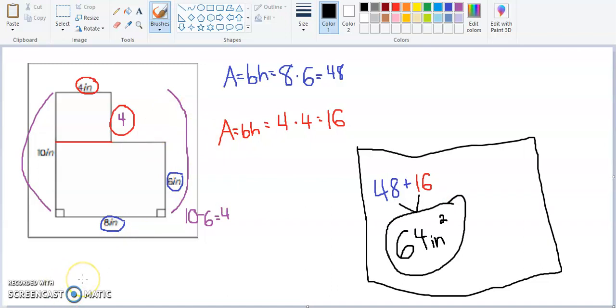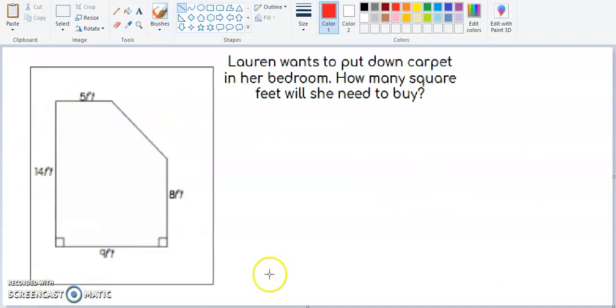We're going to go ahead and go to our next problem. So this is our second problem. This is kind of a real-world example of why we care about composite figures. Lauren wants to put down carpet in her bedroom. How many square feet will she need to buy? So we notice Lauren doesn't have just a regular square. She doesn't have just a regular trapezoid or a regular triangle. So we need to be able to find the area so we can tell the carpet people how much we need. Okay, we're going to do the same thing.